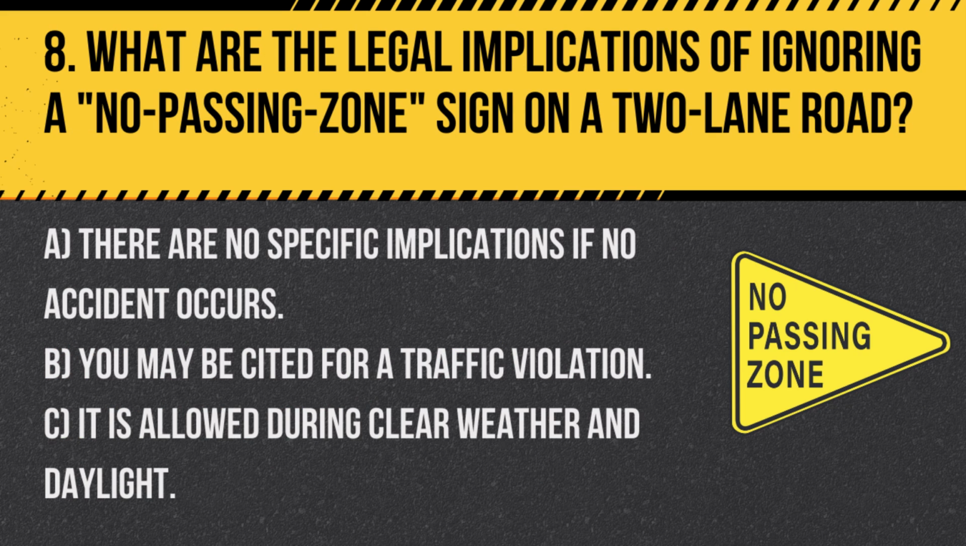Question 8. What are the legal implications of ignoring a no passing zone sign on a 2-lane road? A. There are no specific implications if no accident occurs. B. You may be cited for a traffic violation. C. It is allowed during clear weather and daylight.